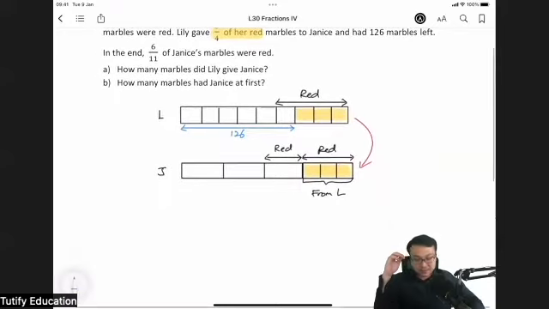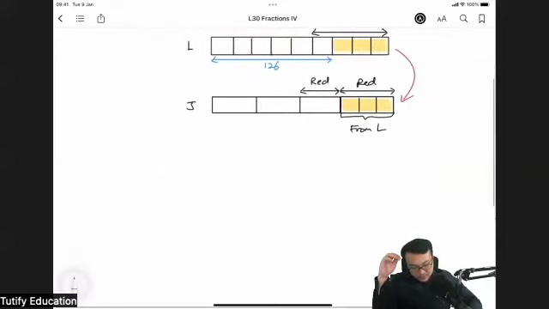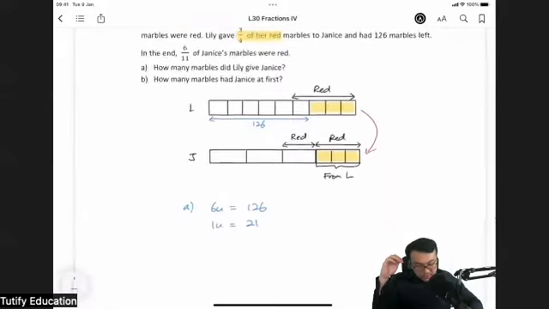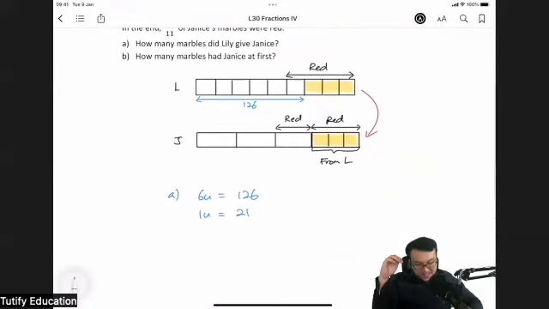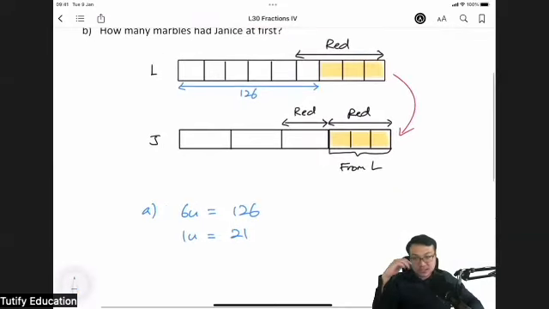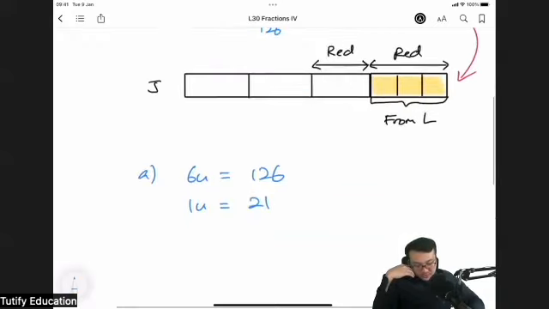Well done. So straight away from here, we already know that 6 units equals 126. 1 unit equals 126 divided by 6. That will give us 21. Okay, very good. So the first question is asking, how many marbles did Lily give to Janice? So how many units did she give to Janice? She gave her 3 units, which is equal to 21 times 3. What is 21 times 3?